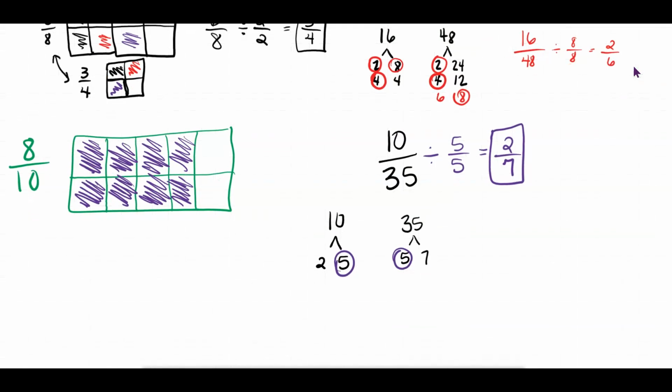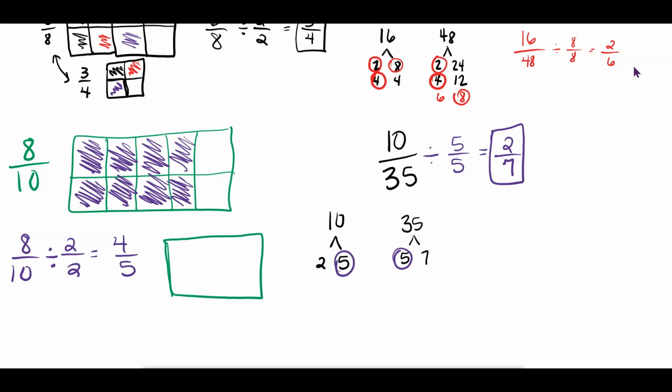Okay, so what I'm going to do, see if I can simplify. I know that both of these numbers are even. 2, 4, 6, 8, 10. Those are even numbers. 4 and 5. So 4/5. Because remember, before I cut it in half, it was in fifths.